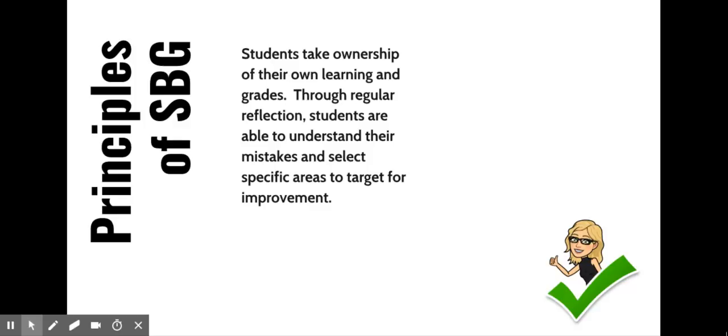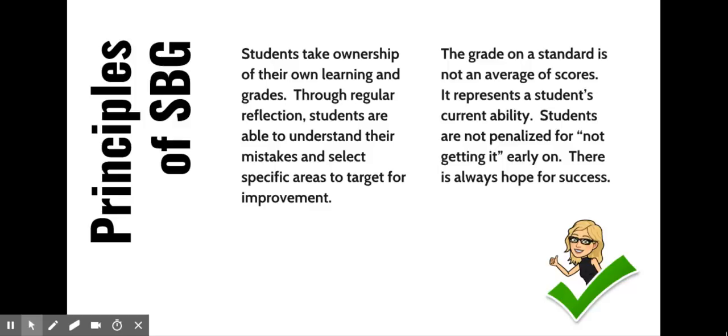The grade on a standard is not an average of scores either. It represents a student's current ability. So in this way of grading, you're not penalized for not getting it early on. Like I said, there's always hope for success.